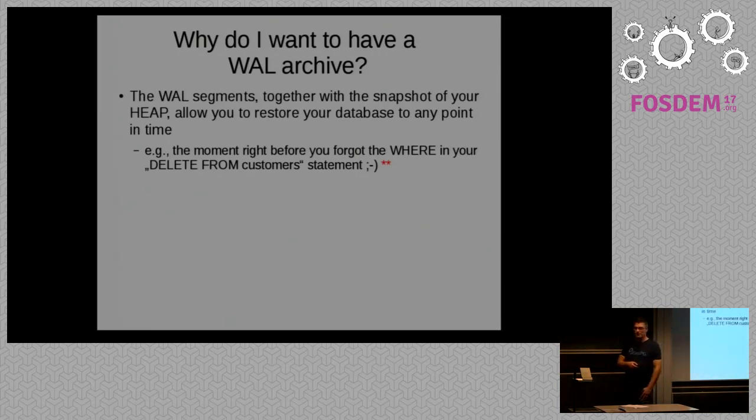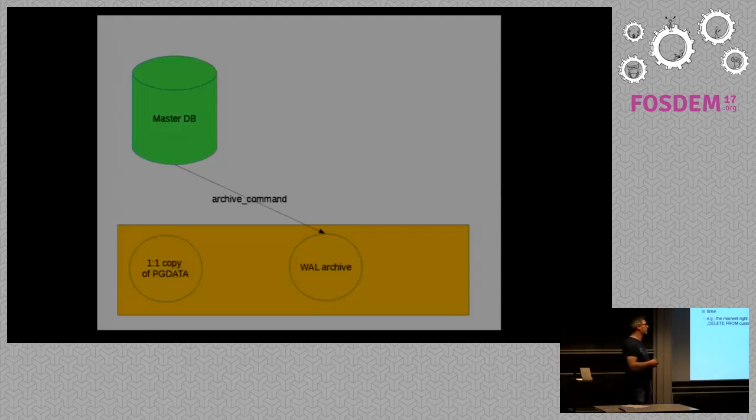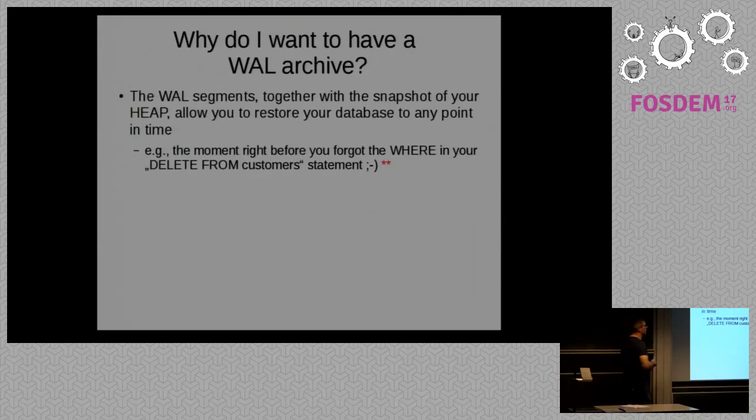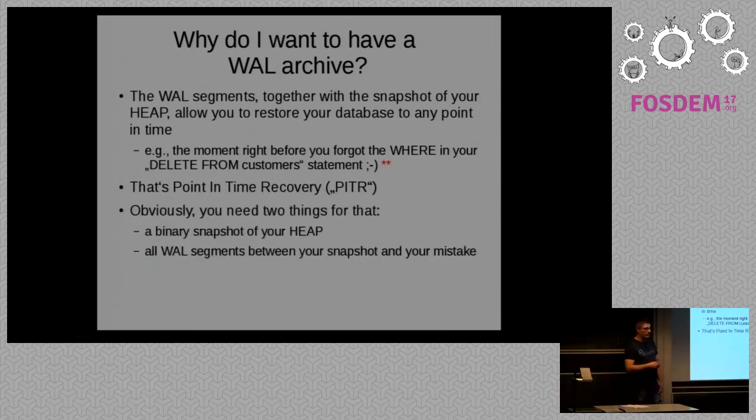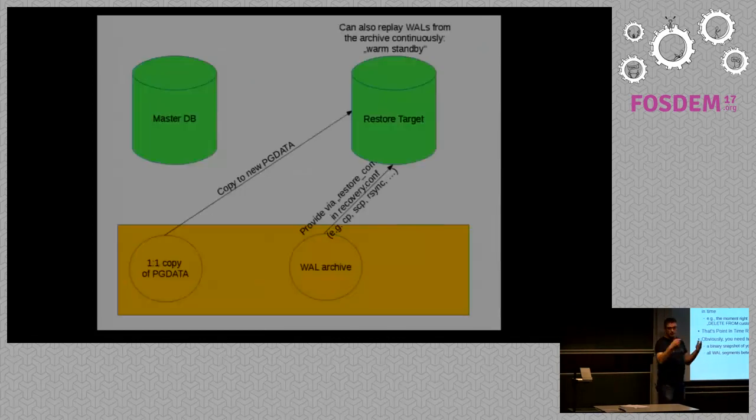Why would I want to have a WAL archive? That's a waste of space. Oh, there's two red stars here. Delete from customers. Among other things, the WAL archive will allow you, together with that snapshot down here, to do a point-in-time recovery. A PITR. Pain in the rear. Not. And for that, obviously, you need the snapshot and all WAL segments, so everything that happened inside the database since you last took that backup. Okay? Make sense? Good.